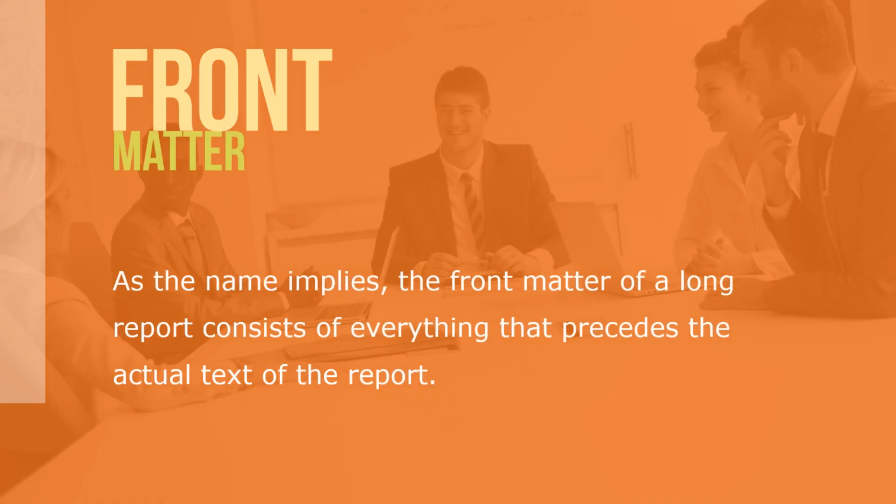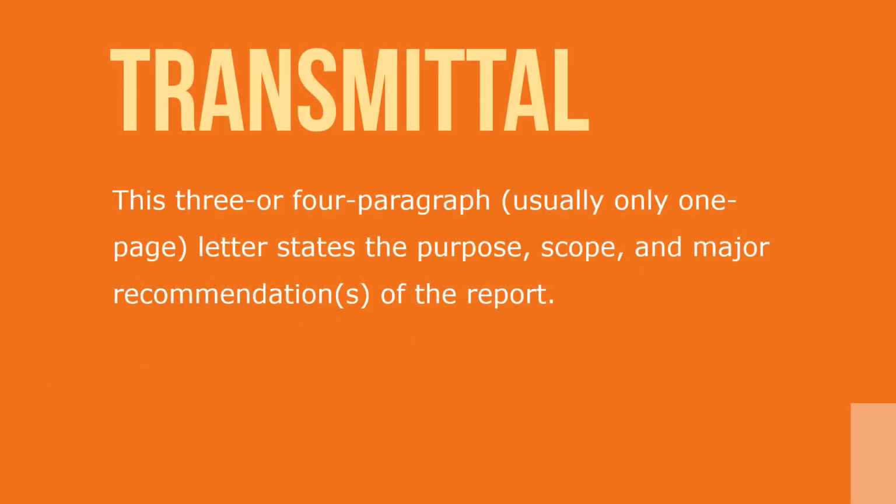As the name implies, the front matter of a lawn report consists of everything that precedes the actual text of the report. Such elements introduce, explain, and summarize to help the readers locate various parts of the report. The letter of transmittal is a 3 or 4 paragraph, usually only one-page letter that states the purpose, scope, and major recommendations of the report.